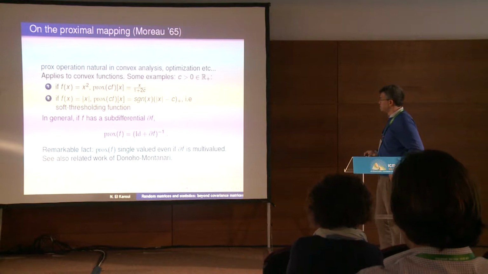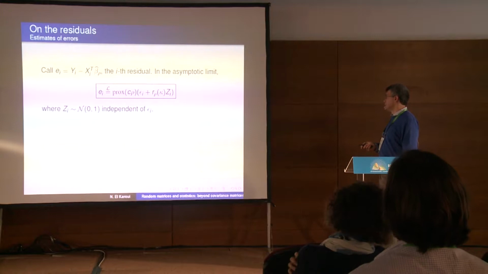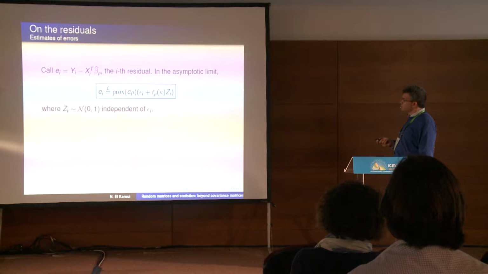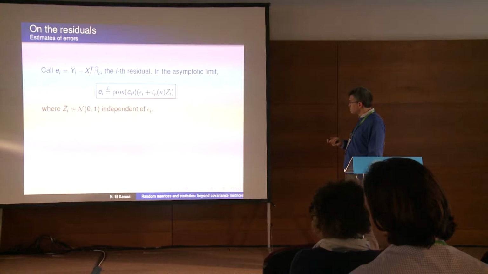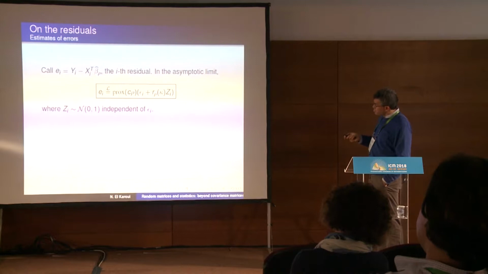Another interesting aspect, and I'll explain a tiny bit where the results come from later, is thinking about the residuals. What comes out directly of our analysis is that if we look at the ith residual, which is the difference between our prediction and the observation, in the asymptotic limit, we understand its marginal distribution. And its marginal distribution is the true error, epsilon_i, plus a scaling of a Gaussian, which is independent of epsilon_i, by a factor that depends on the risk, so the quality of approximation, and then a nonlinear operator on that, which is the prox of zero.